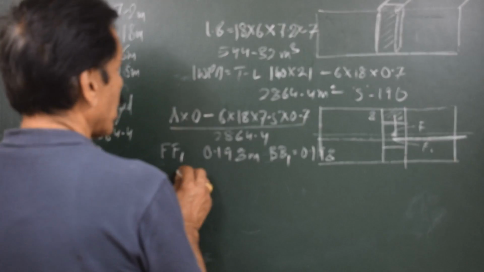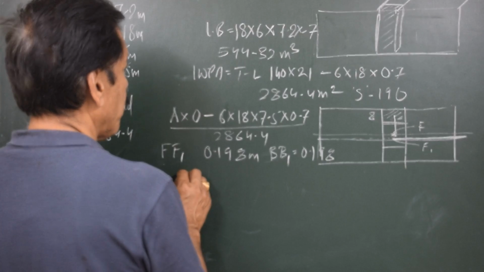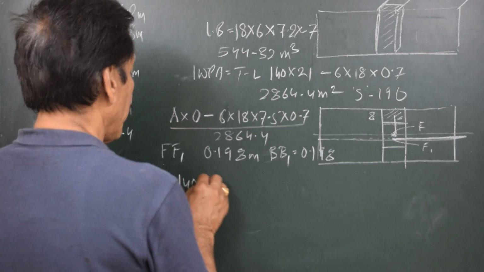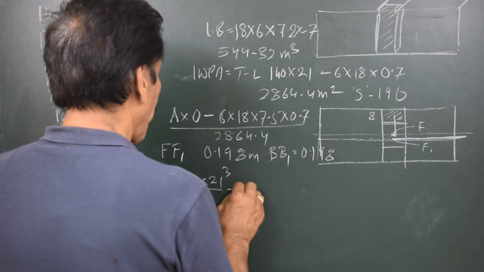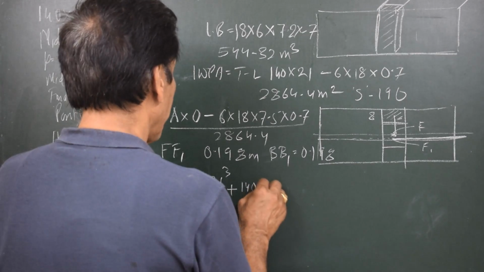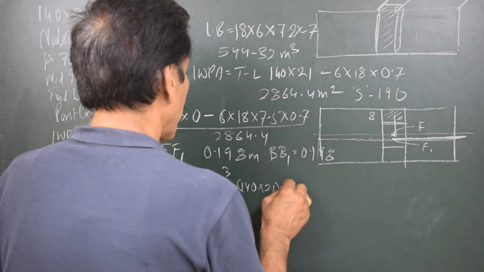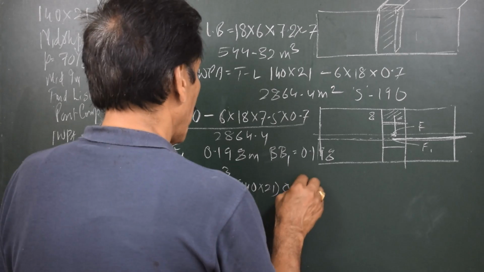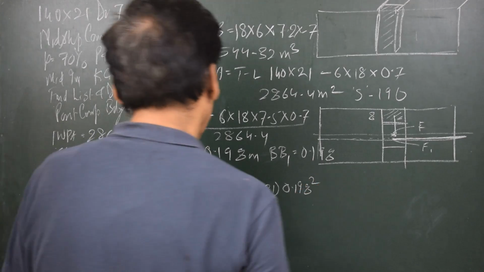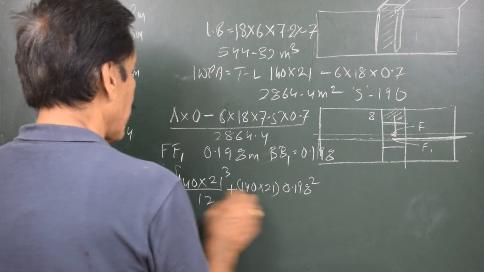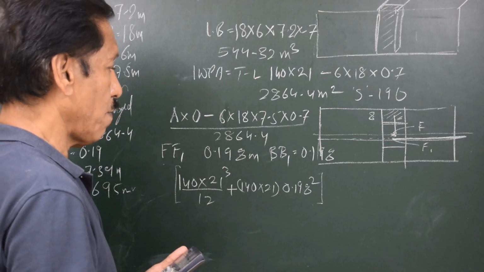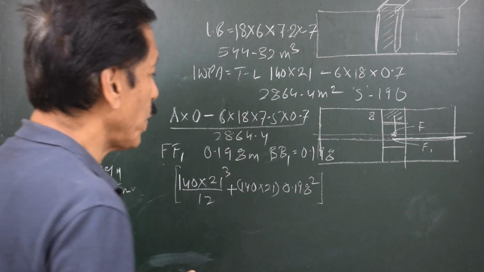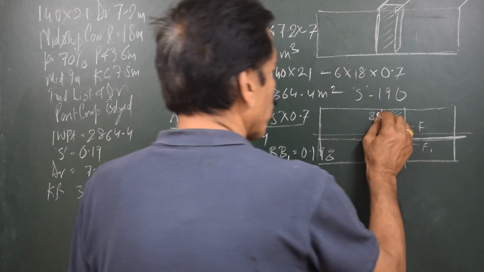Total moment of inertia about the new axis would be 140 into 21 cube divided by 12 plus 140 into 21 into 0.198 square. This is the total moment of inertia about the new fore and aft axis. From this we need to minus the lost moment of inertia.